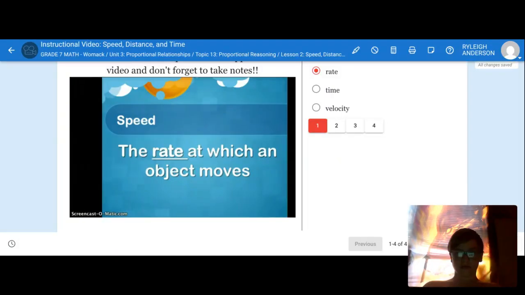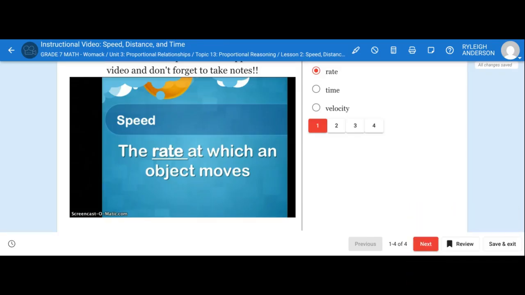First thing to know is what speed is. Speed is just the rate at which an object moves. I imagine you've heard this word many times before, the speed of a car, the speed of an athlete. It's just the rate at which it moves. So let's get into the math part.